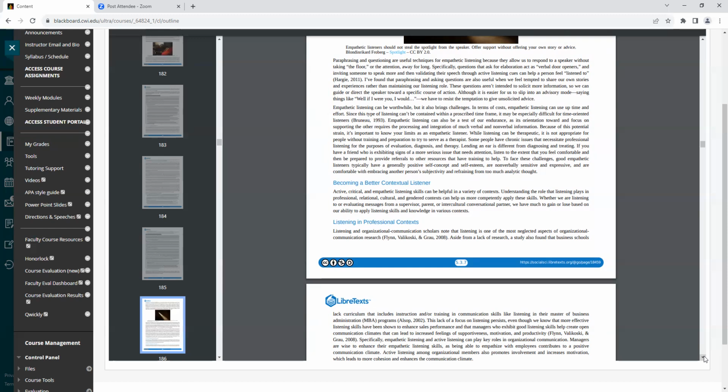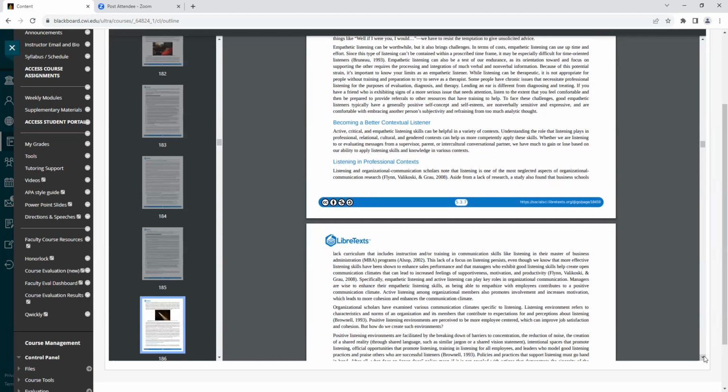Paraphrasing and asking questions are also useful when we feel tempted to share our own stories and experiences rather than maintaining our listening role. These questions aren't intended to solicit more information so we can guide or direct the speaker toward a specific course of action. Although it is easier for us to slip into an advisory mode, saying things like, "Well, if I were you, I would...", we have to resist the temptation to give unsolicited advice.